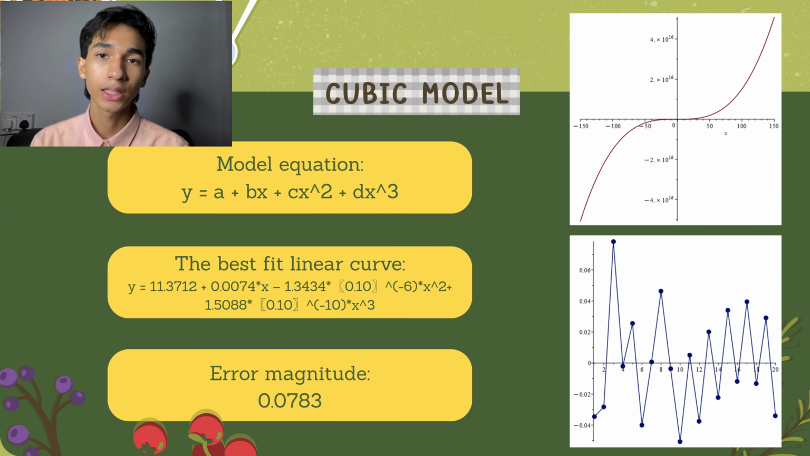Last but not least, the cubic model. This includes an x cubed term. The equation was y equals 11.3712 plus 0.0074x minus 1.3434 times 10 to the power of negative 6 x squared plus 1.5088 times 10 to the power of negative 10 x cubed. The error was 0.0783, which is slightly higher than the quadratic model. This suggests that the cubic curve started to overfit the data slightly.